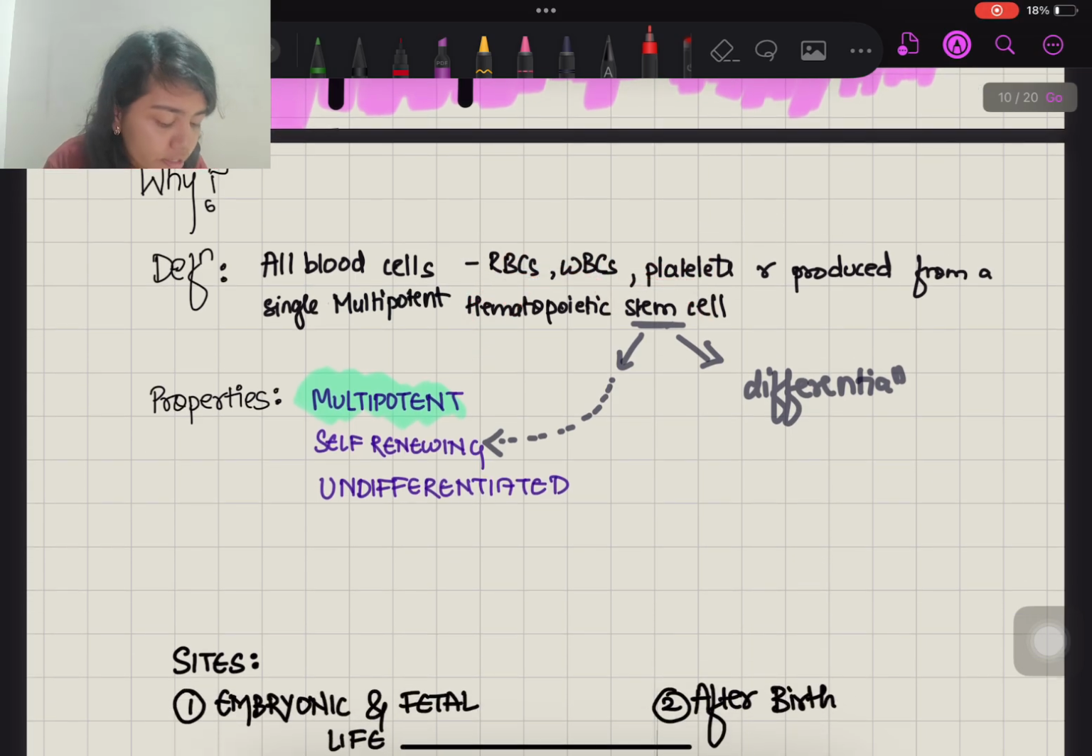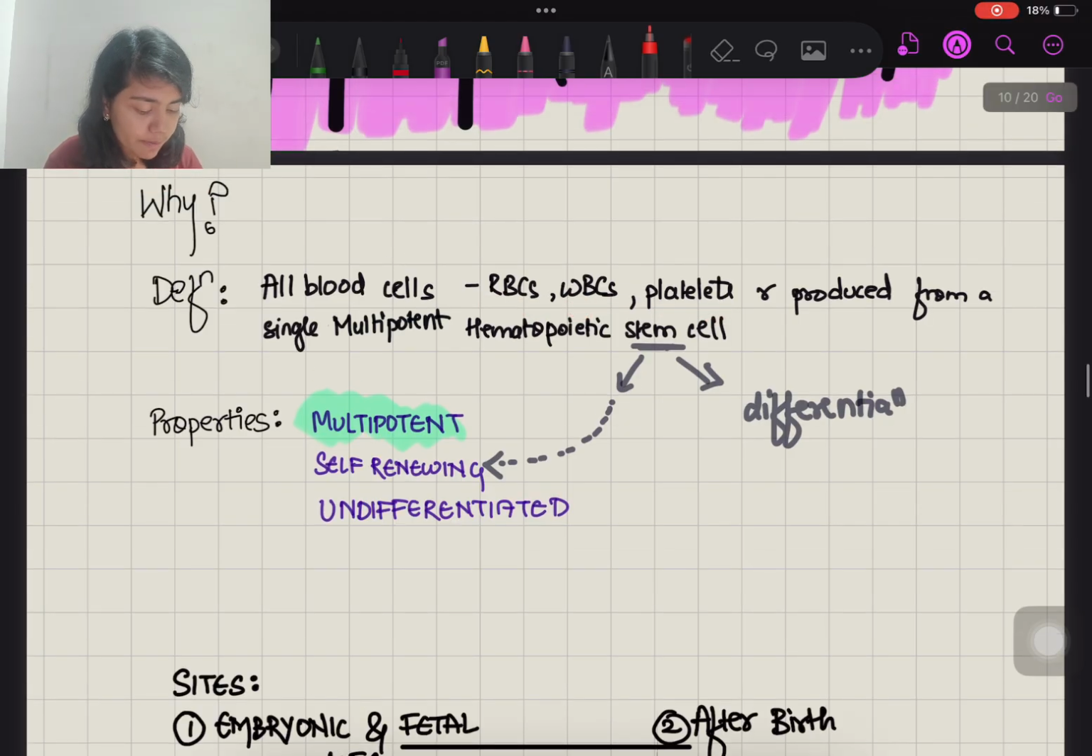Now, why is hematopoiesis necessary? Because RBCs, WBCs, platelets all have a fixed lifespan. That means they are going to die after a certain point. So, in order to have them in your blood throughout your life, hematopoiesis plays a crucial role.